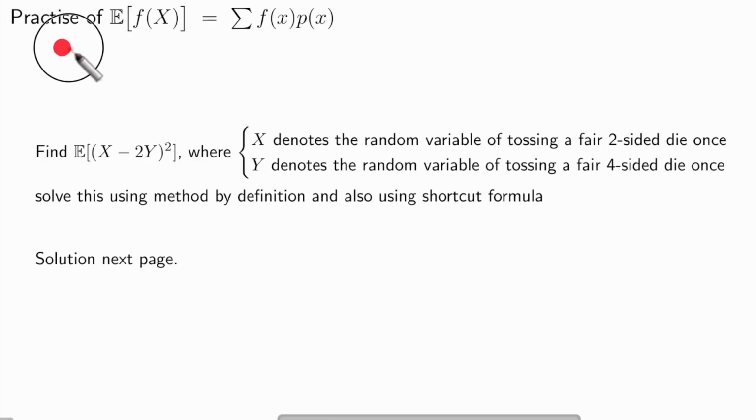Now here's a practice problem. Suppose X is the random variable of tossing a fair 2-sided die, so the output is 1, 2. And suppose Y is the random variable of tossing a fair 4-sided die, that means 1, 2, 3, 4. Find the expected value of (X minus 2Y) squared. You can solve it by using the shortcut formula or by definition. You should now pause the video and solve it by yourself, and then check with the solution.